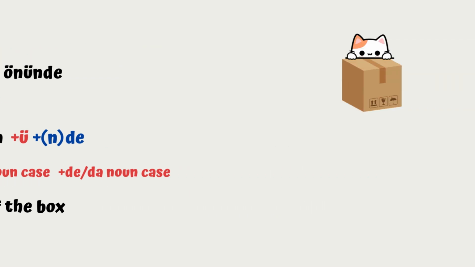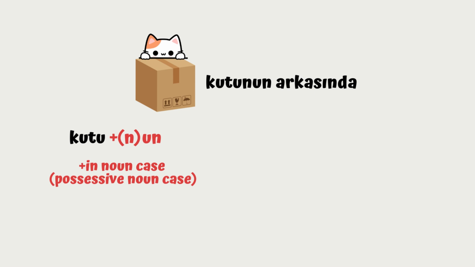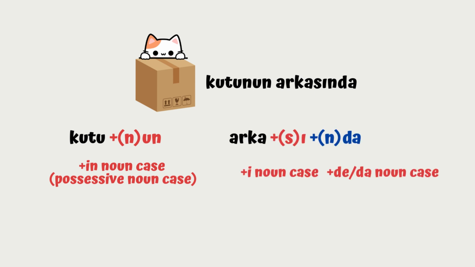And let's take a look at another example, the final one. So where is the cat? The cat is behind the box. So kutu takes in noun case again, becomes kutunun. Arka takes in noun case and de da noun case. So arkası, and then ında, arkasında. So what we're saying is at the behind of the box.